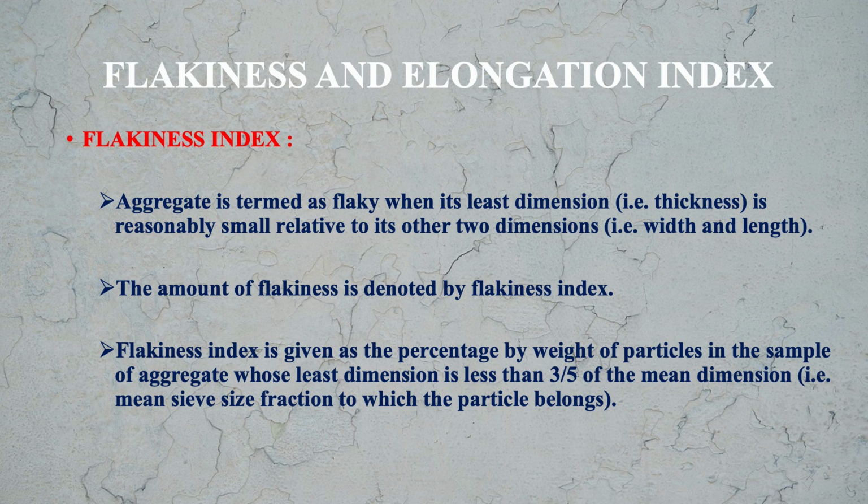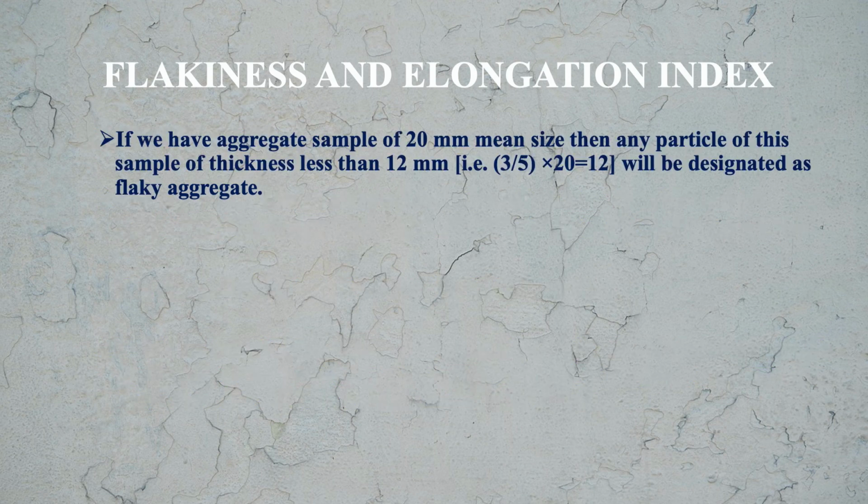Then for example, we have aggregate sample of 20 mm mean size. Then any particle of this sample of thickness less than 12 mm, how we reach at 12 mm? That we will do the 3/5 into 20 mm, because we are taking the 20 mm mean size aggregate. So 3/5 into 20 means that 12 mm. So it will be designated as flaky aggregate.